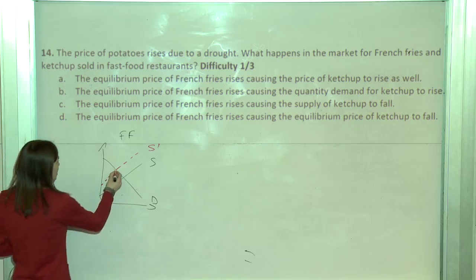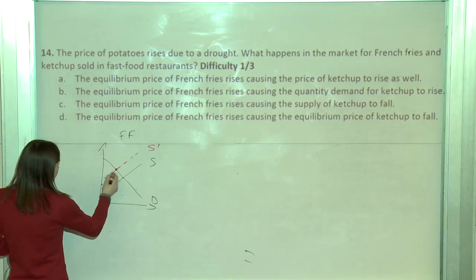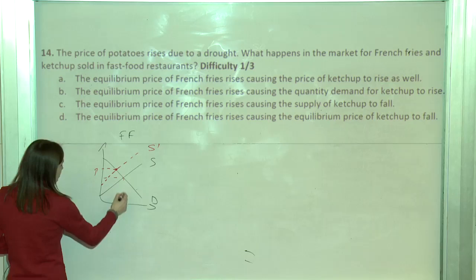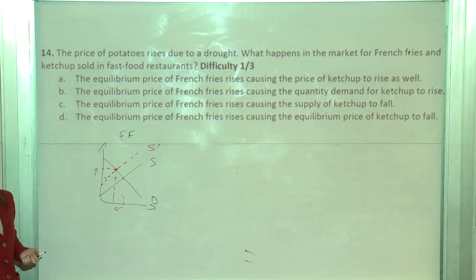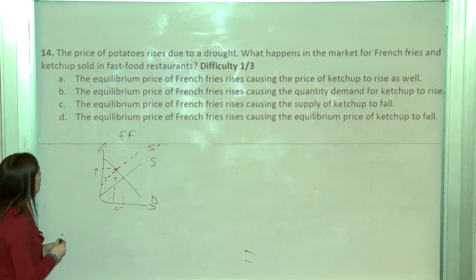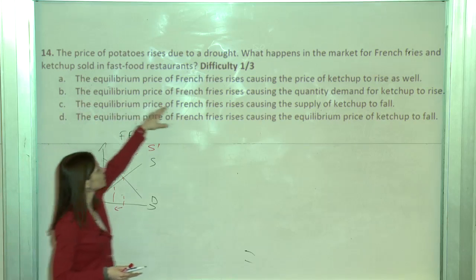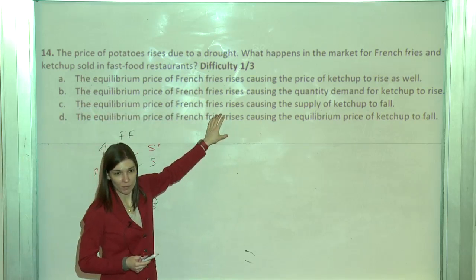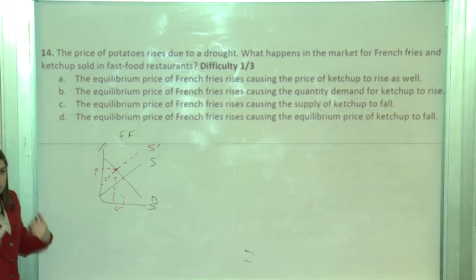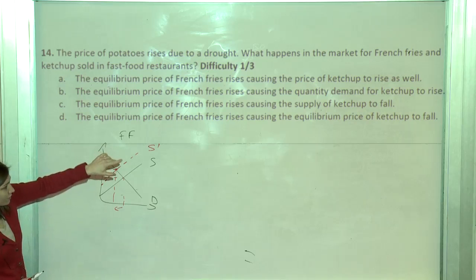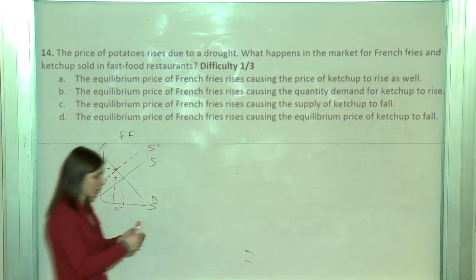Well, when supply is shifted to the left, what happens with the price and quantity compared to the original? Well, price goes up, quantity goes down. Okay? So now we consume less French fries, and the equilibrium price is going up. Now all of the answers say that the equilibrium price is going up, so that doesn't help us much, right? We do know that the quantity consumed of French fries is going to go down. Now the rest of those statements has to do with the market for ketchup. So let's look at what happens in that market now.